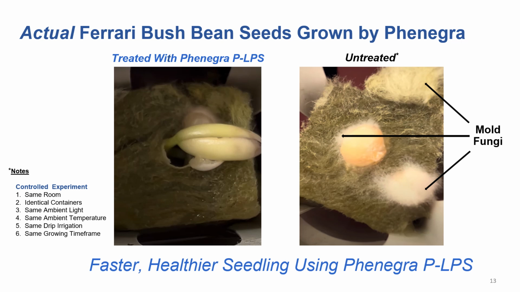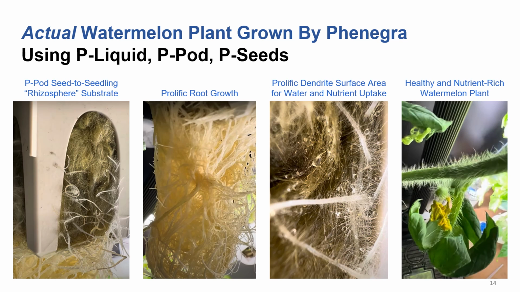So in a controlled experiment, you had the same room, identical containers, the same ambient light, the same ambient temperature, the same drip irrigation, that's what was used here, and then the same growing time frame. What resulted was a faster, healthier seedling using Phenegra's PLPS. The other seeds never made it. They never got to germinate. They were attacked and taken out by mold and fungi. That makes sense.